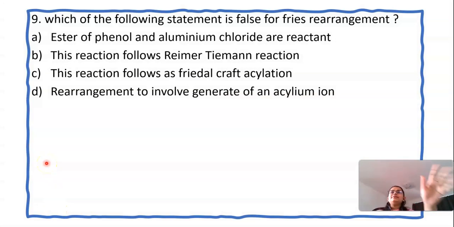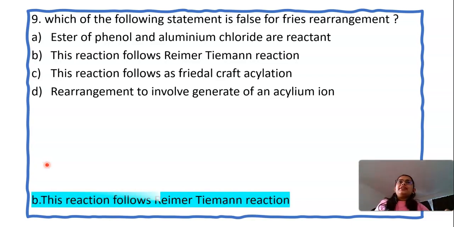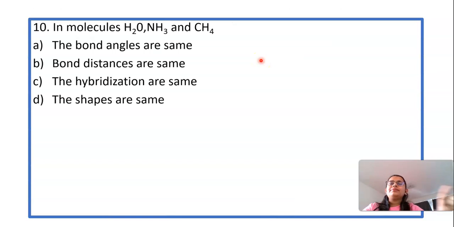So here, Fries rearrangement. If you know the Fries rearrangement, you can tell me the answer. Which one will be false? This reaction follows Reimer-Tiemann reaction. So no, that is wrong.